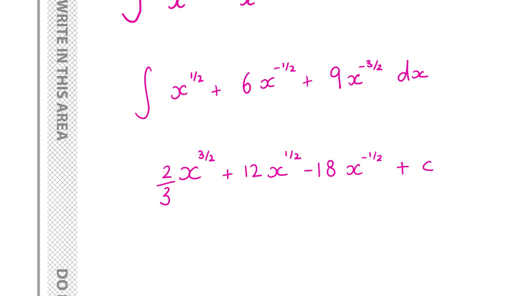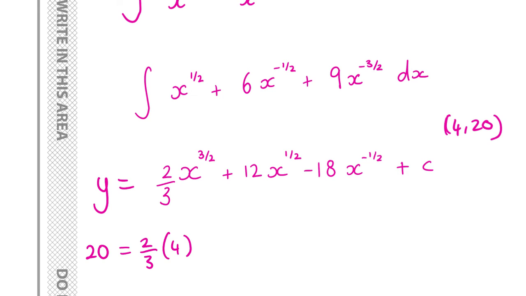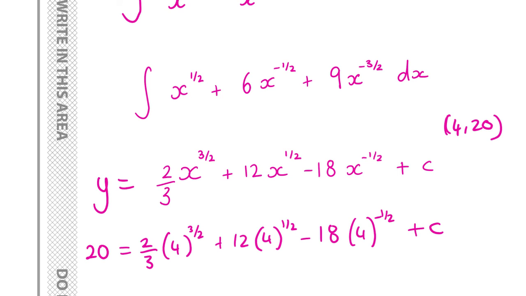So y equals this plus c. Now, we're not quite finished yet because we need to find c. Lucky for us, they gave us a coordinate in the question. What coordinate did they give us? X, which is 4. They gave us 4, 20. So that means when x equals 4, y equals 20. So I'm going to write 20 equals 2 over 3 lots of 4 to the 3 over 2 plus 12 lots of 4 to the power of a half minus 18 lots of 4 to the negative a half plus c. I'm now going to be able to find out what c is.